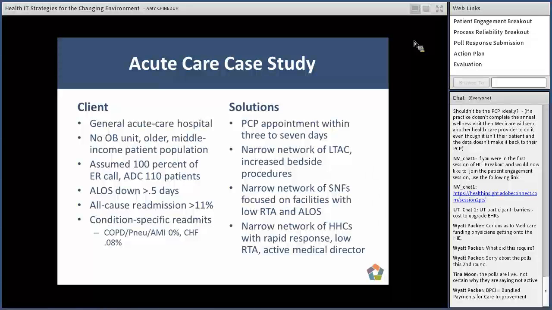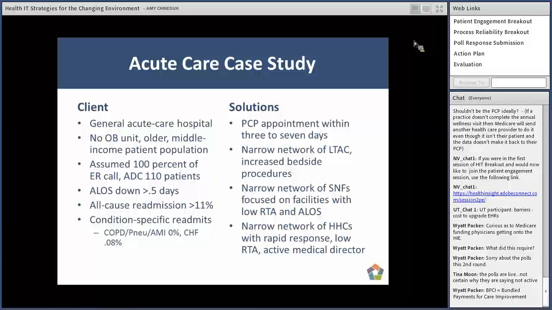The condition-specific readmits, COPD, pneumonia, and AMIs were 0. Didn't have one through the first 7 months of the year. And CHF, out of over 500 cases, we had 4 readmits using this strategy, which is largely educating the patient, making sure they got a PCP appointment, make sure that their home health agency gets out there quickly. So we got a PCP appointment within 3 to 7 days. Keep them out for a week, you'll keep them out for a month. Keep them out for a month, you'll keep them out for 3. A narrow network of LTAC, we push them hard on bedside procedures, expanding their capabilities, getting GI and other consultants available in their LTACs, and they really stepped up.